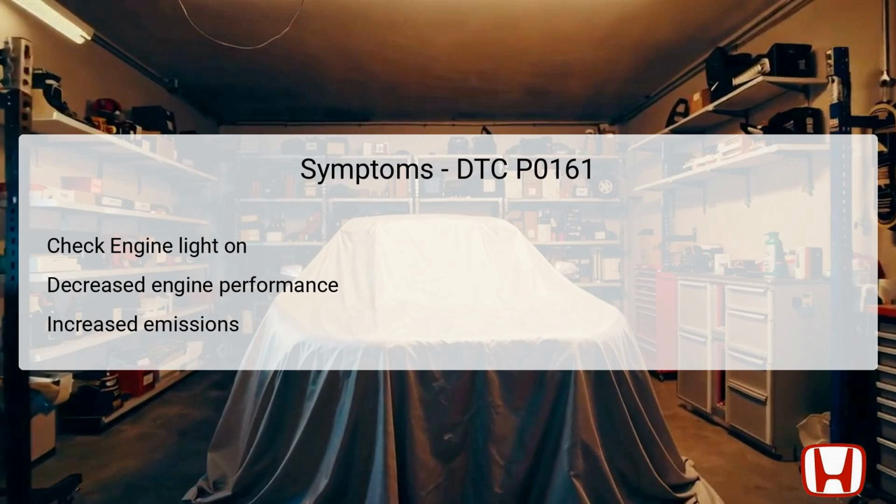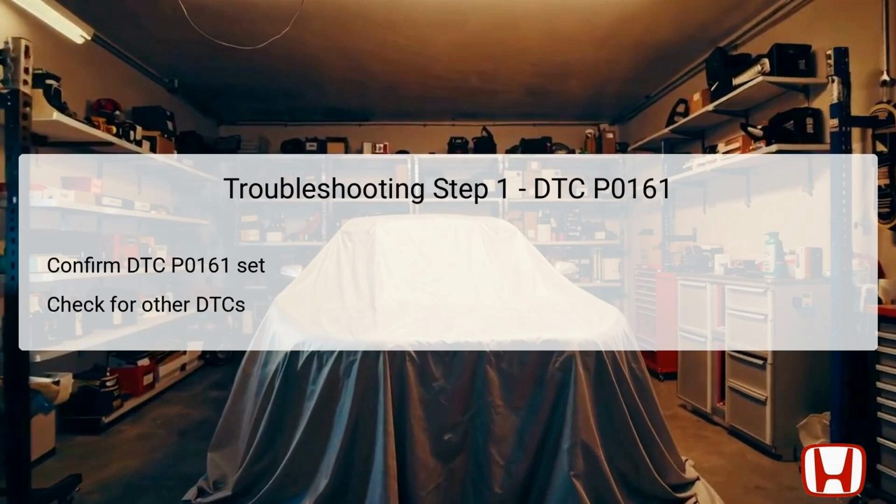and environmental compliance. The first step in the troubleshooting process for DTC P0161 involves confirming that this specific code is indeed set and active in the vehicle's onboard diagnostic system. It's essential to utilize a diagnostic scan tool to access the PCM and verify the DTC information. Additionally, it is crucial to check for the presence of any other diagnostic trouble codes, especially DTCs P0117 and P0118, which could prevent the oxygen sensor monitor from running.